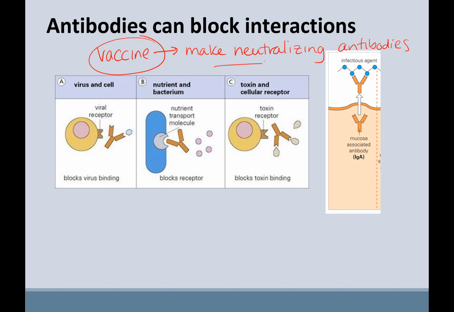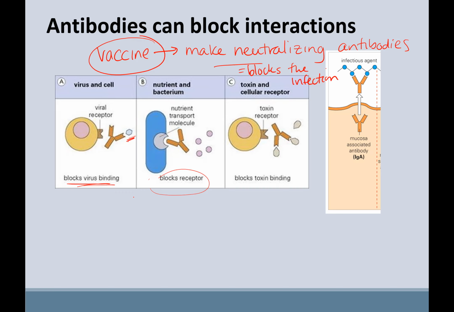When you're evaluating a vaccine for effectiveness, you're seeing, does it make antibodies that block the infection? So that's what a neutralizing antibody does, blocks the infection. For instance, the antibody is binding to the little virus here, so it's not allowing the virus to bind the receptor and infect. Here, the antibody is blocking something on the bacteria so that it can't take up nutrients. So that's going to starve the bacteria to death.